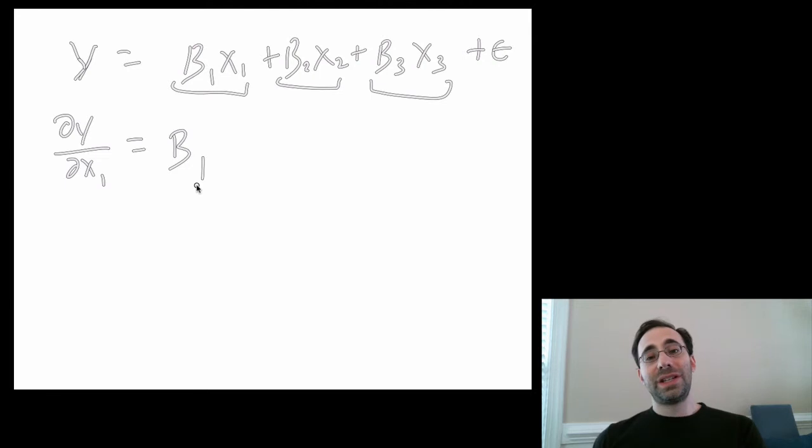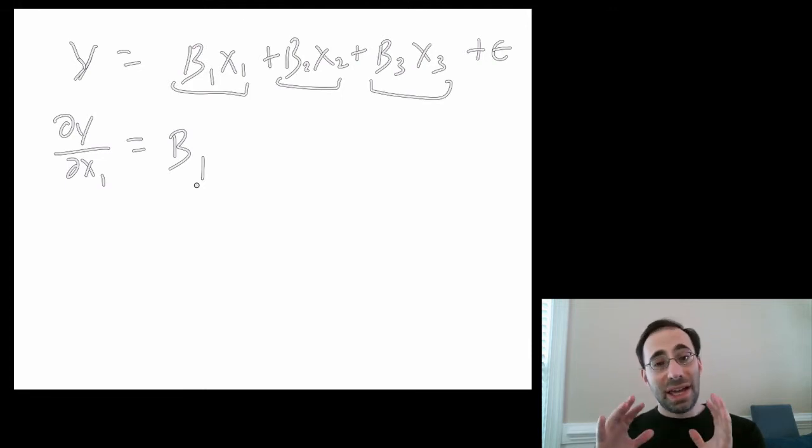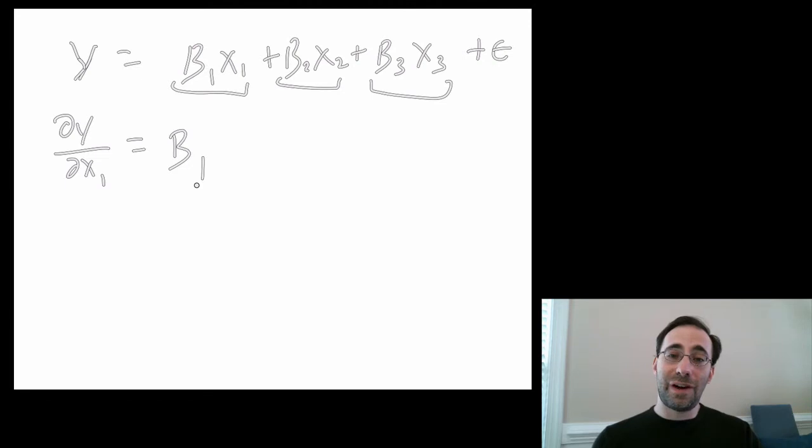And the importance of this is it gives you a clean interpretation for the meaning of the coefficient on the independent variable. Beta 1, the coefficient on the independent variable x1, is defined as the marginal rate of change in the dependent variable y with respect to the independent variable x1 holding all other variables in your regression model constant.